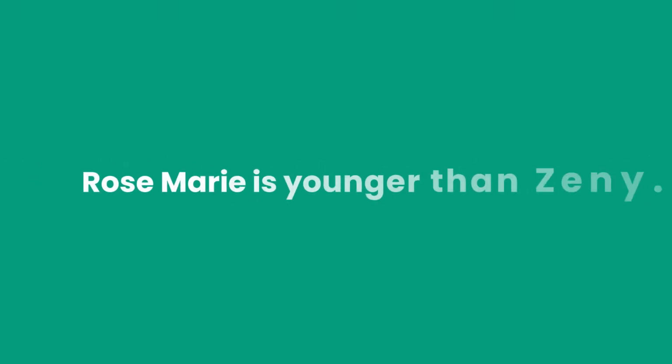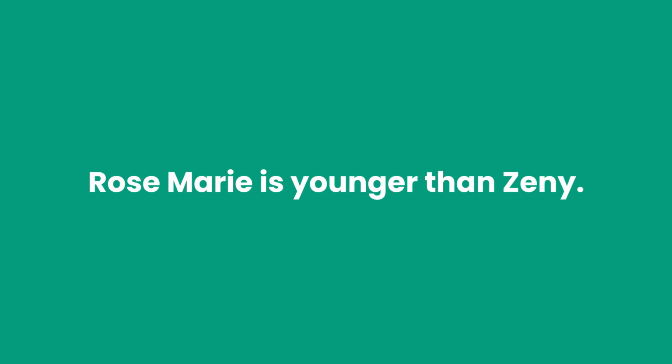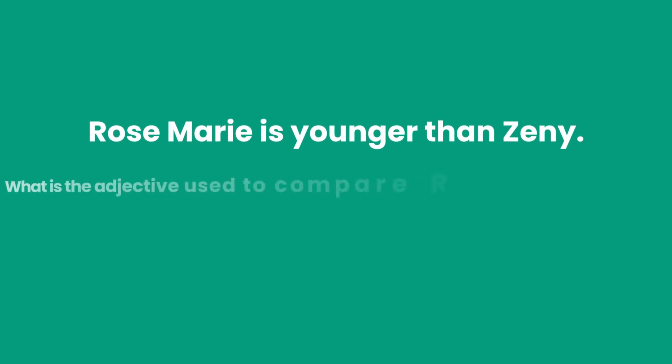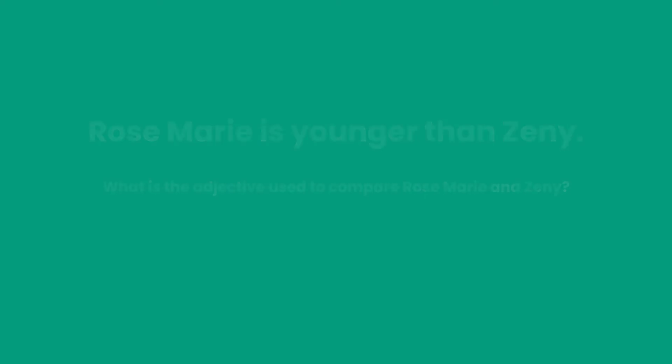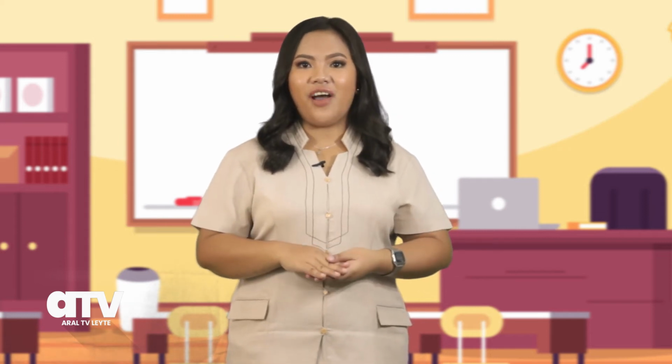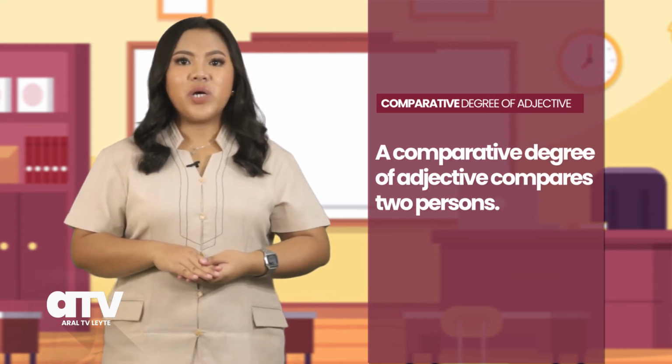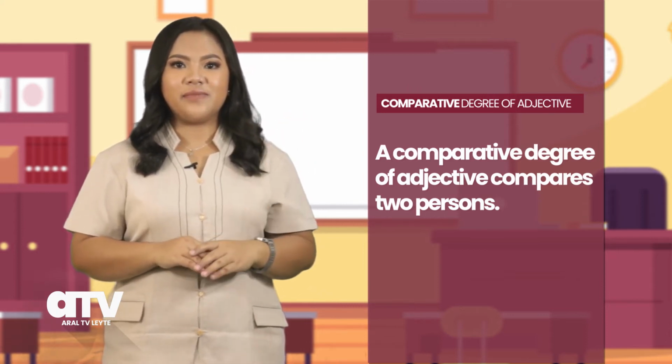How many persons were compared in the second sentence? You're right. We compared two persons. What is the adjective used to compare Rosemary and Zenny? Correct. The adjective used is younger. What degree of comparison is the adjective younger? Very good. The adjective younger is a comparative degree. A comparative degree of adjective compares two persons.